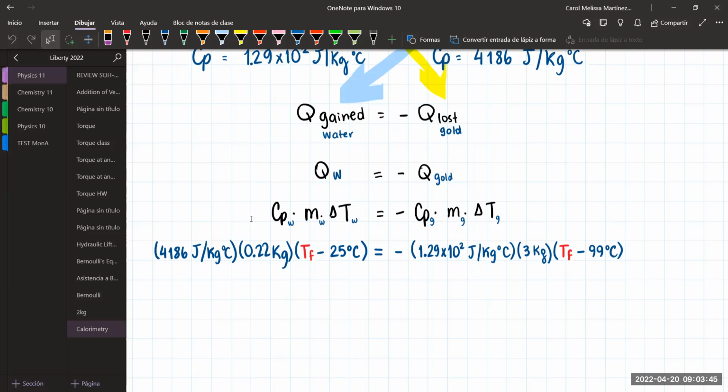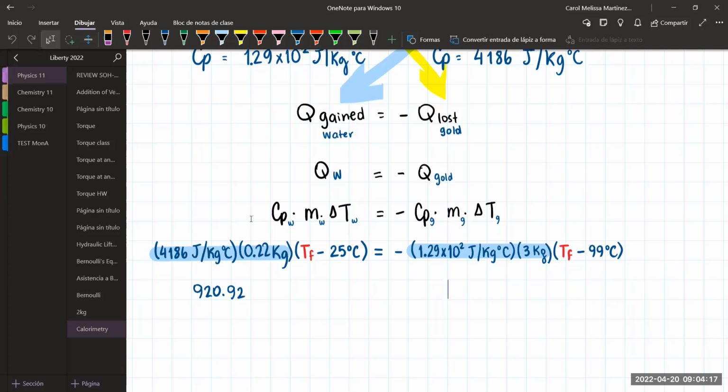So I totally recommend that we focus on solving for this multiplication first in the two sides of the equation. How much is 4,186 times 0.22? 920.92.